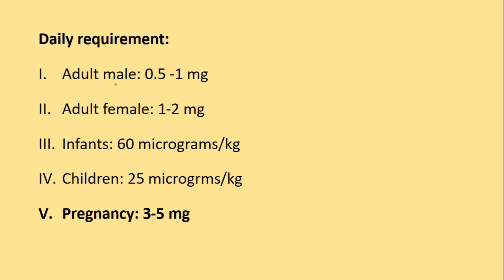So what are the daily requirements? For an adult male, it is 0.5 to 1 milligram. In females, it is 1 to 2 milligrams in menstruating women, in infants it is 60 micrograms per kg, and in children it is 25 micrograms per kg. In pregnancy, the daily requirement increases to 3 to 5 milligrams. It is mainly due to the increased requirement for a growing fetus, as iron is required more in the later two trimesters.